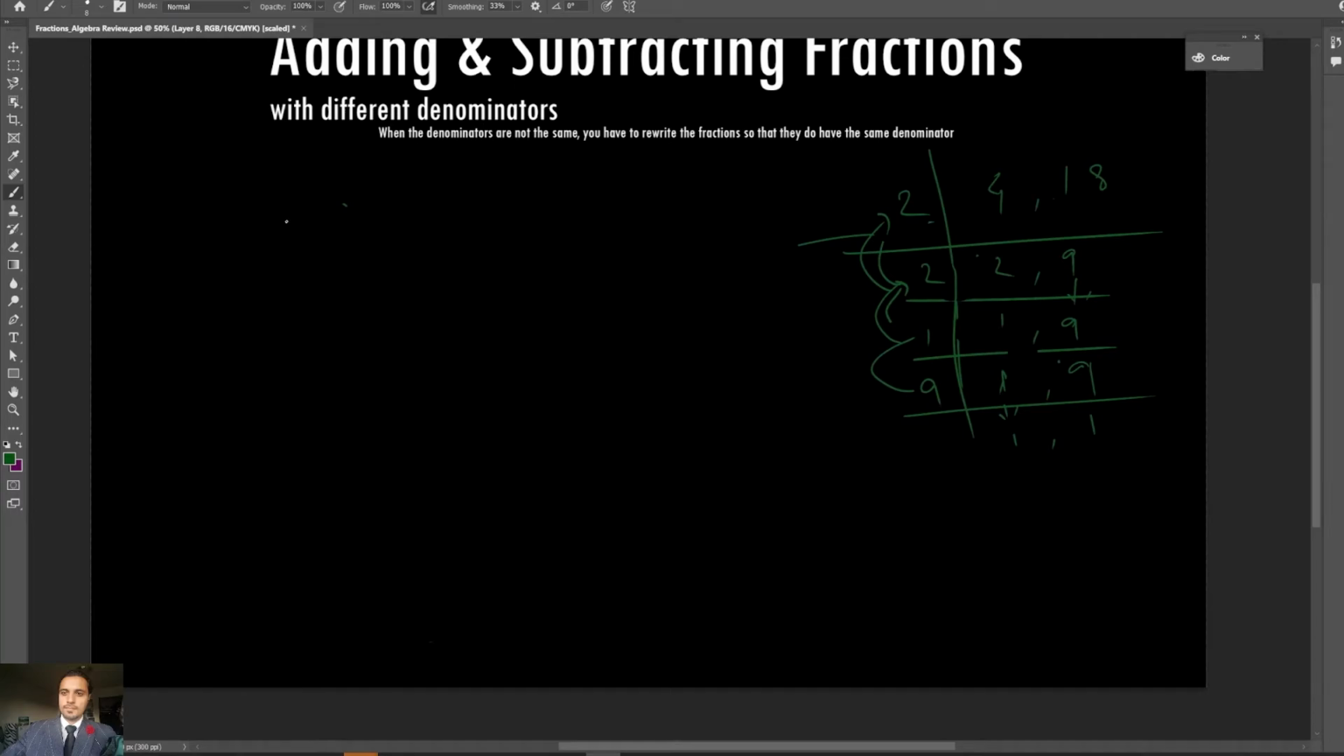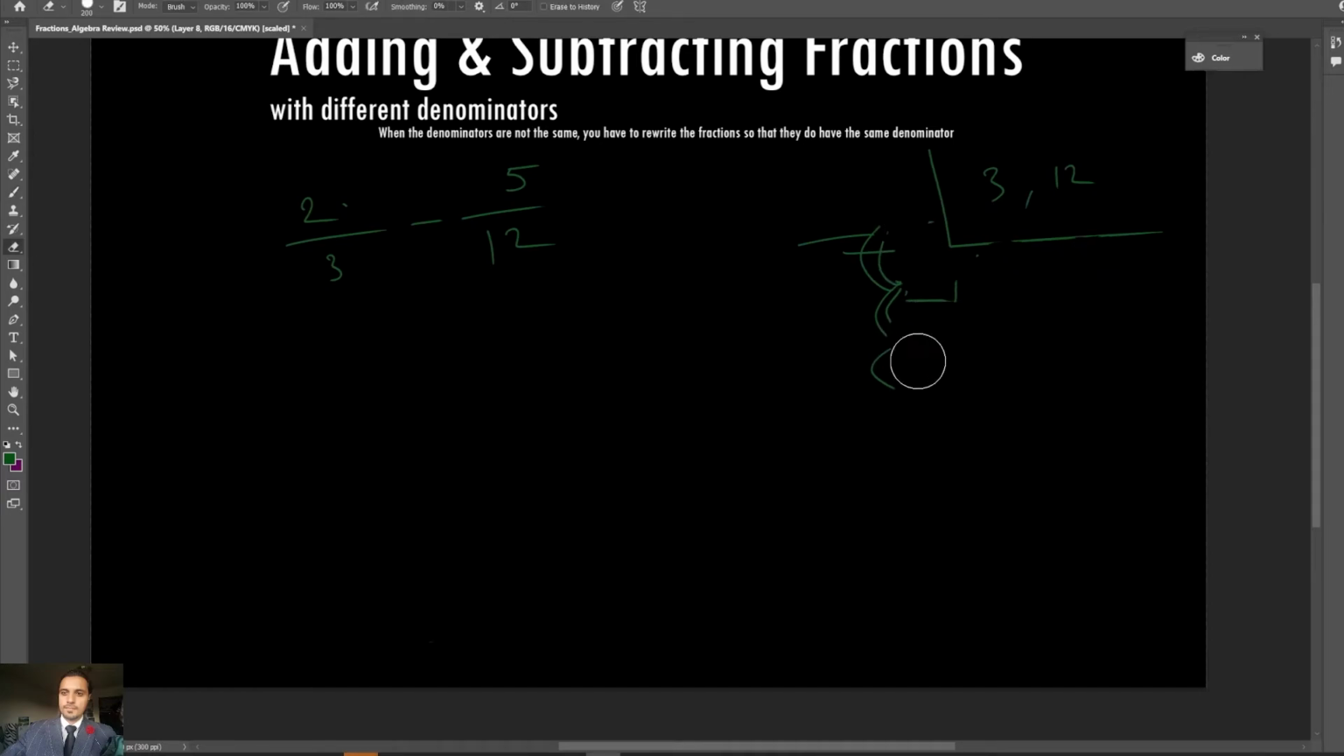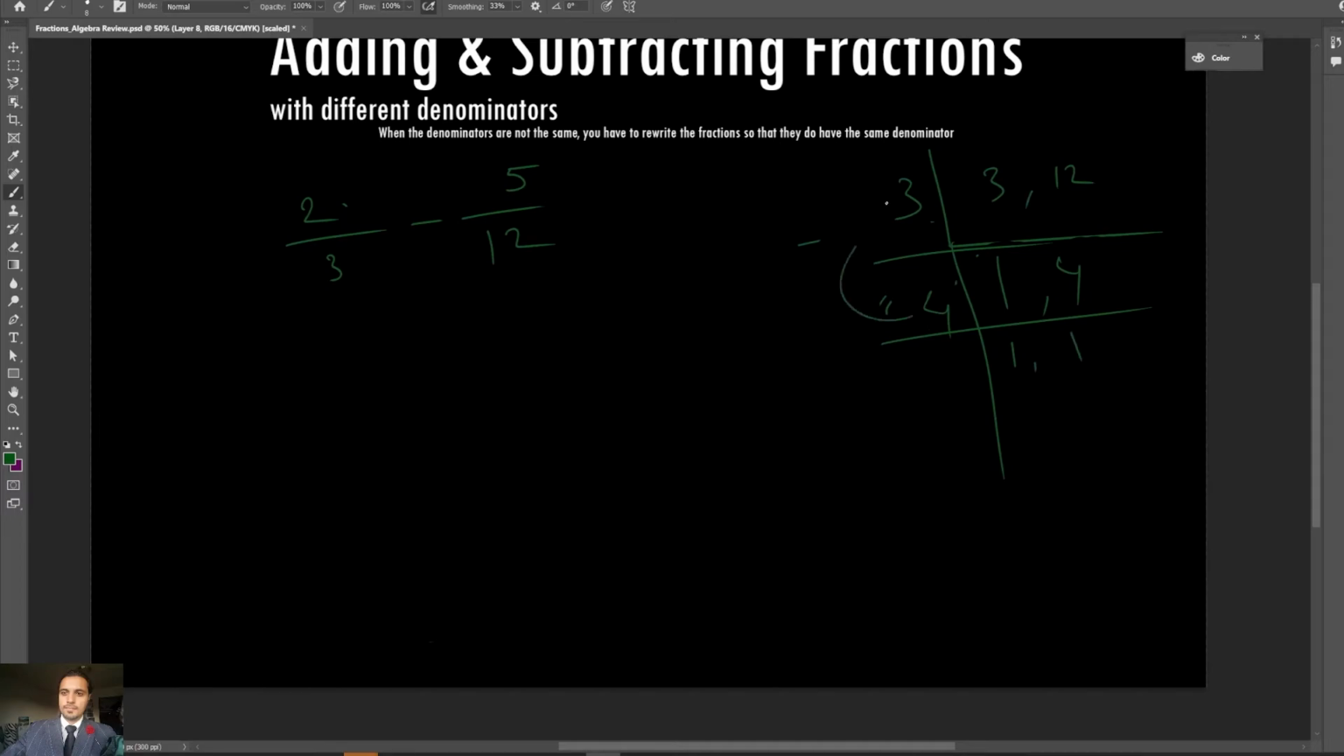So let's say 2 over 3 minus 5 over 12, okay? So this is again 3 and 12. What do we do here? We'll find a common factor. So 3 times 1, 3 times 4 is 12. And then 4 times 1 will just come down as 1, because 3 does not go on 4. And 4 times 1 is 4, 4 times 3 is 12. So our common denominator is going to be 12.